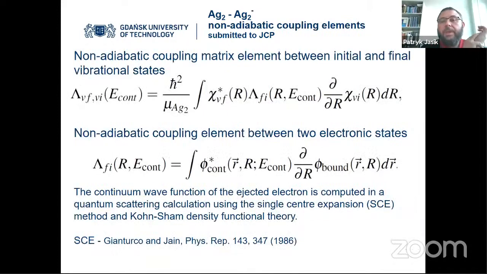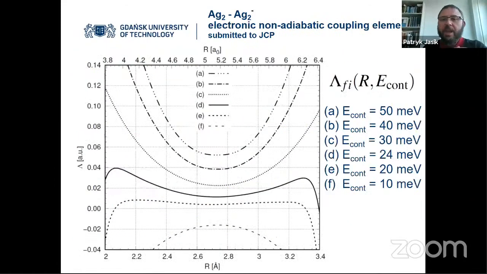of the electron. To investigate the spontaneous emission of the electron, we have to calculate non-adiabatic coupling elements between initial and final vibrational states. But first of all, we have to calculate couplings between electronic states. And we did this. Jan Franz calculated this using his program Bumblebee. Sorry. And you can see some results of his calculations.